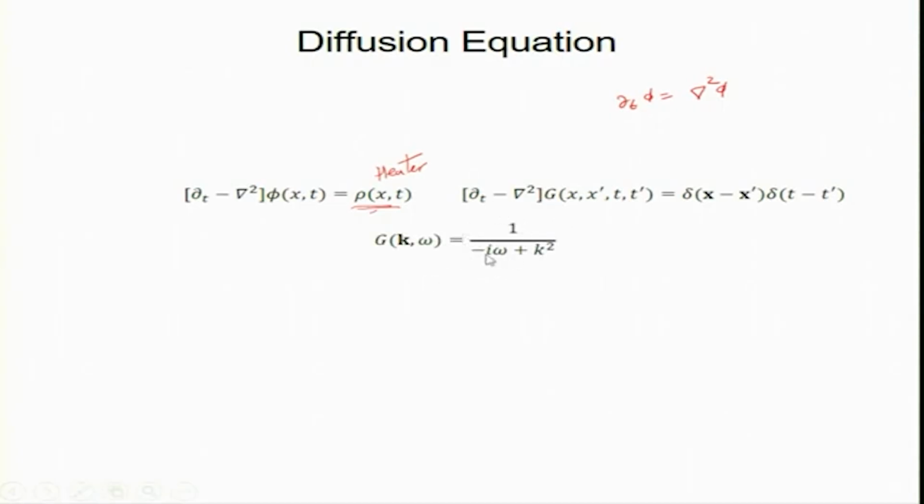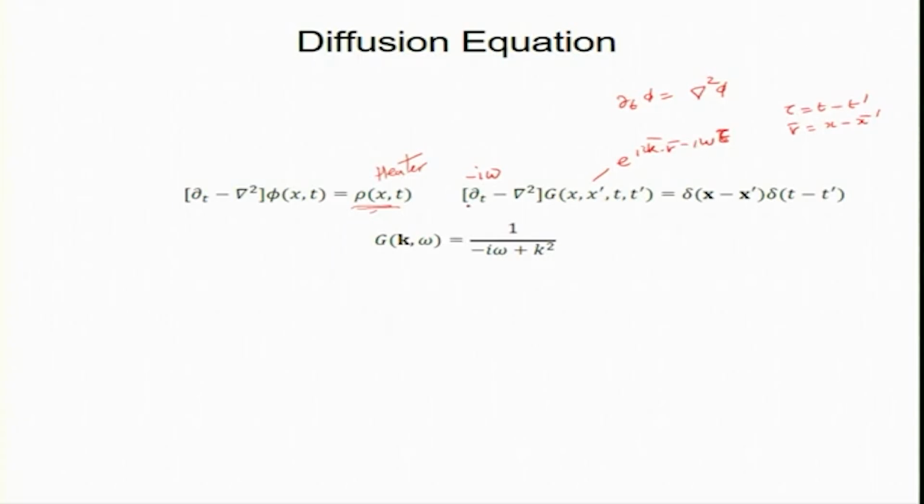So, you agree this is a solution of the G k omega, because d by dt will give us minus i omega, right. So, I replace this by e to the power i k dot r minus i omega t, well tau actually, where tau equals t minus t prime and r equals x minus x prime. This is a change of variable. I do not want to carry the x prime t prime, this is nonsensical.